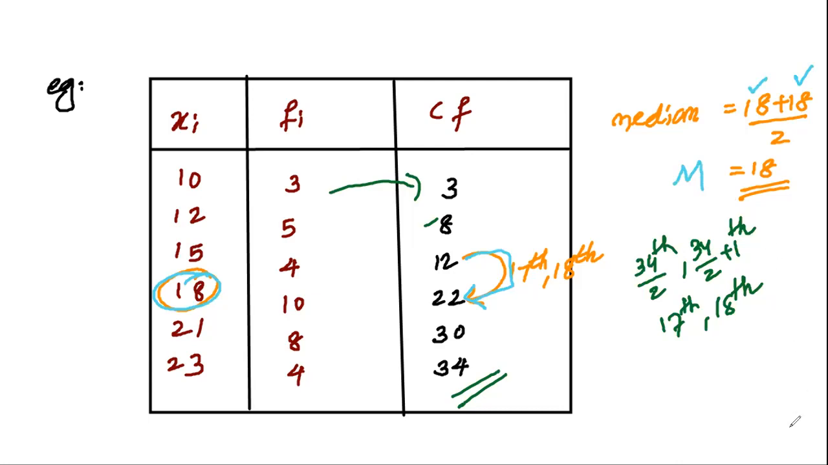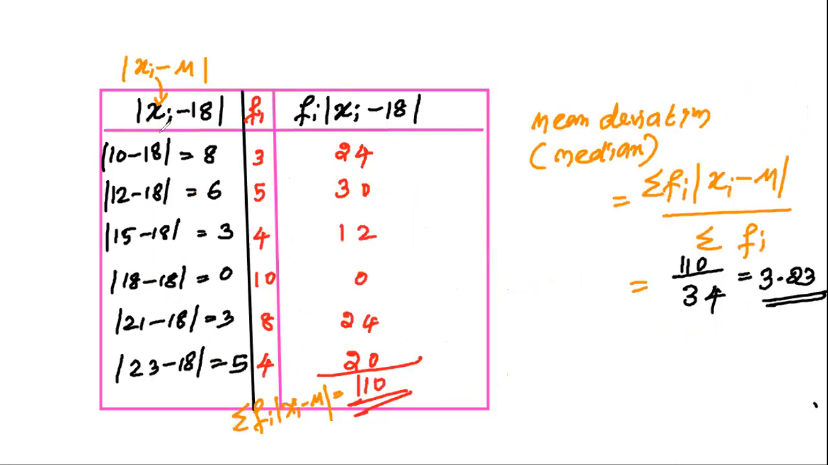So first of all, we have to find the median from the given data. After that, let me draw the table of modulus of xi minus M. Here instead of M, I am writing the median which I got, which is 18. So that is modulus of xi minus 18. From each given observation, I am subtracting my median, then finding its modulus. After that, I am multiplying fi and this modulus of xi minus M table, so I get fi into modulus of xi minus 18. After adding that, I get the total sum equal to 110.